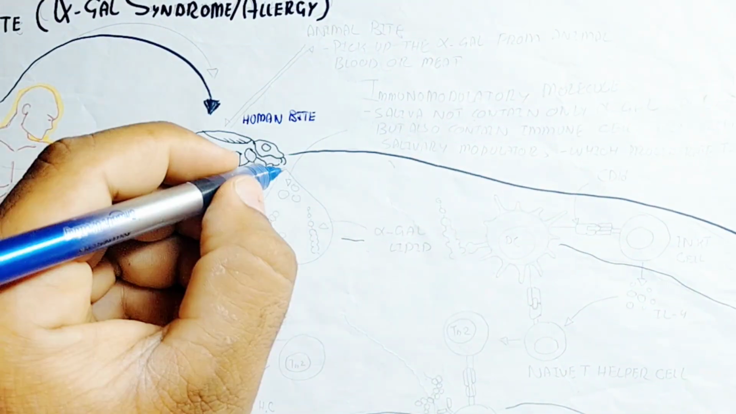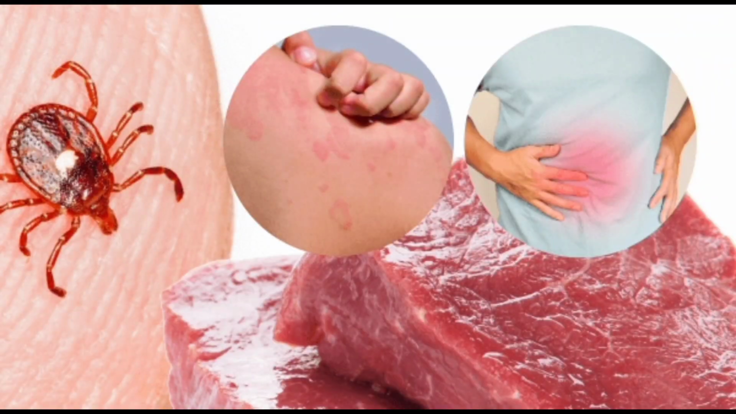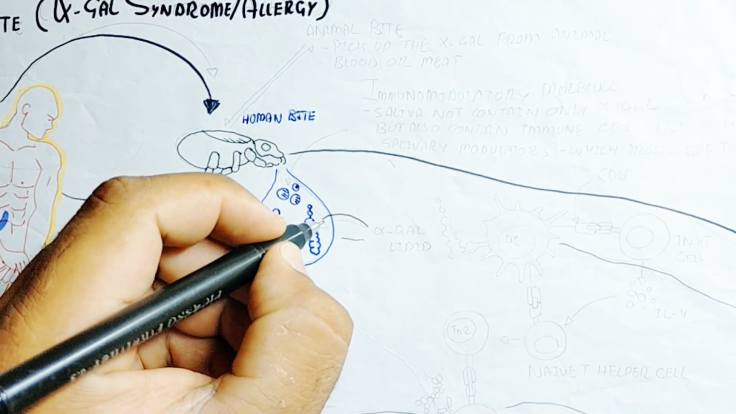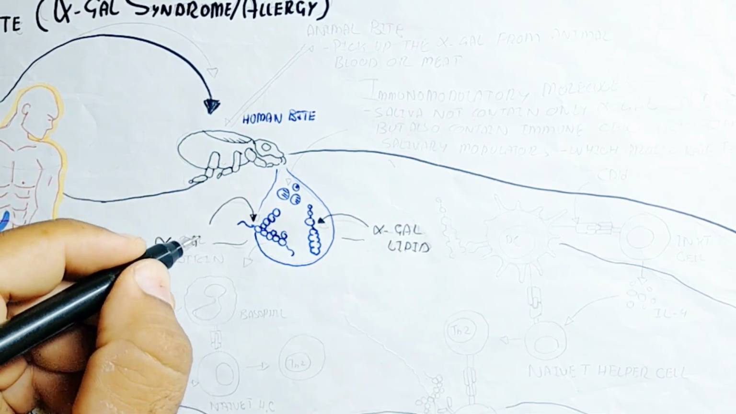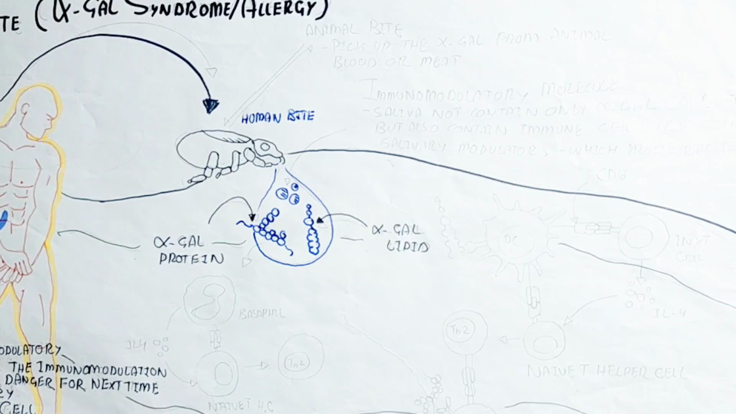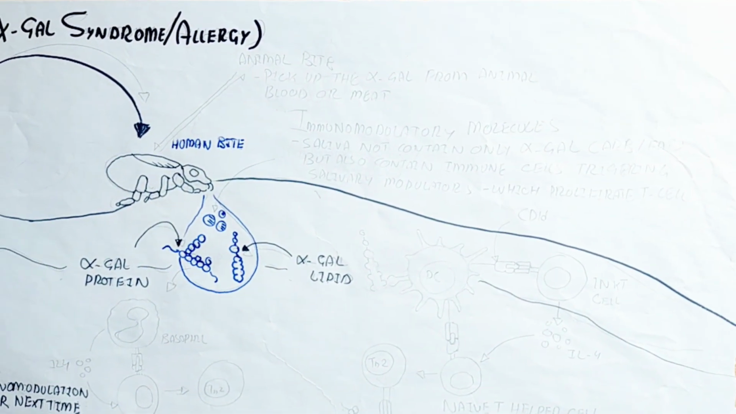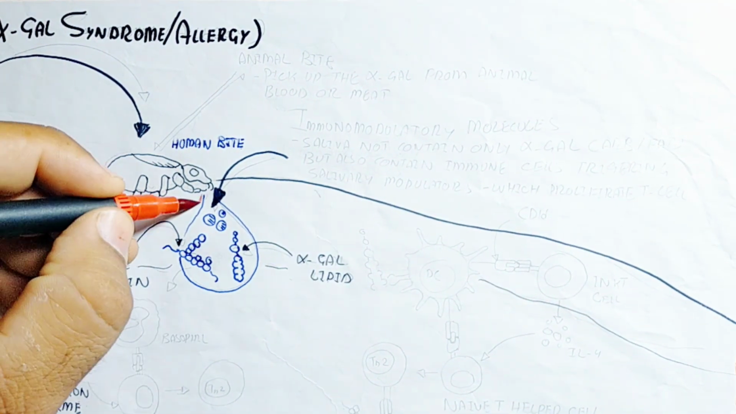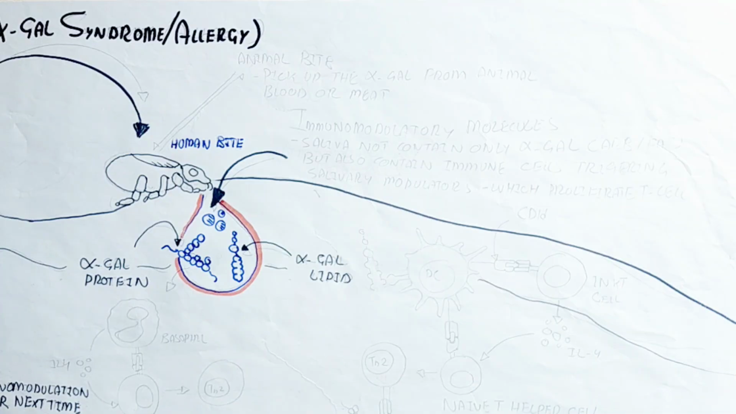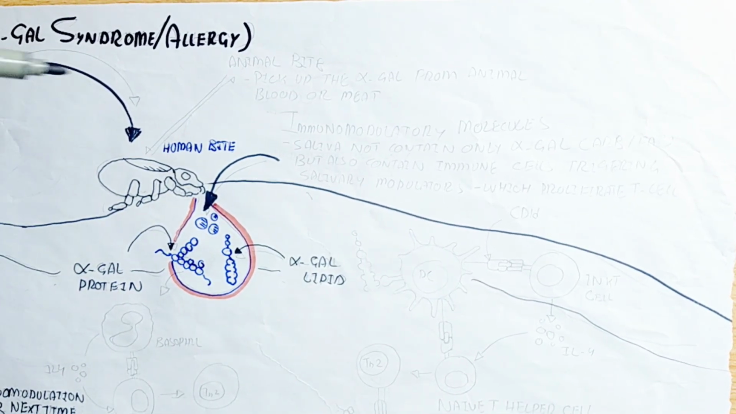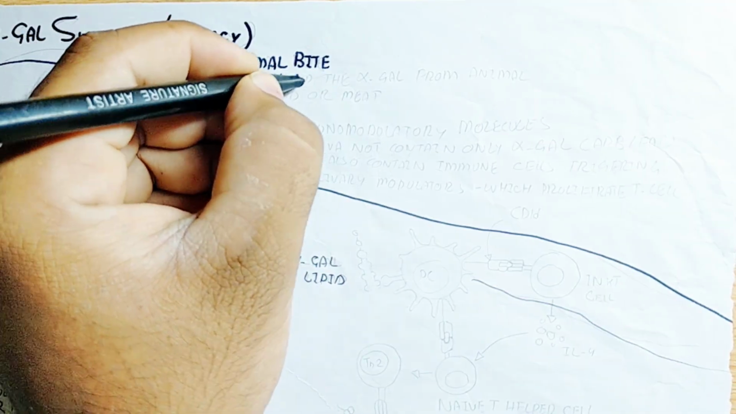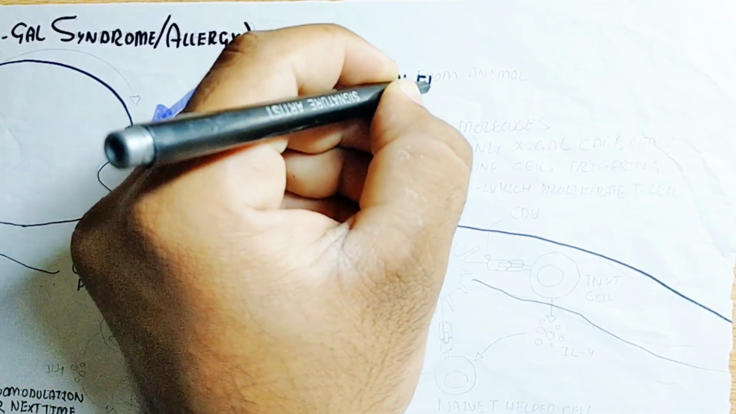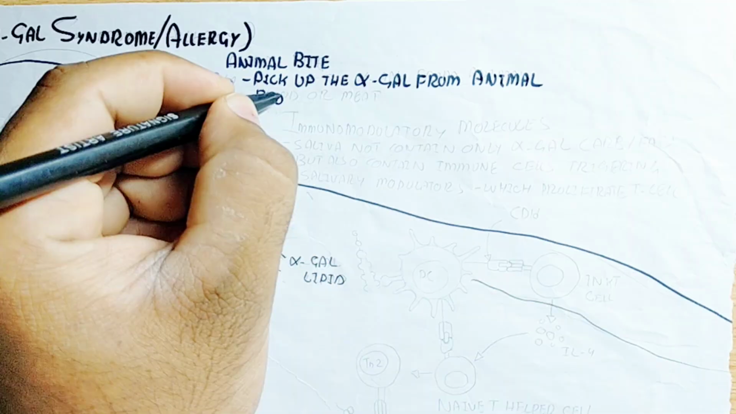Let's understand how it is possible and what the physiology is. A tick bite will cause inflammation, bloating, digestive problems, and a lot more, like allergic reactions. For example, whenever a tick bites a human, its saliva enters the skin, containing alpha gal lipid and protein. This alpha gal lipid and protein activate the basophil, and this basophil activation leads to nasty inflammatory mediators.